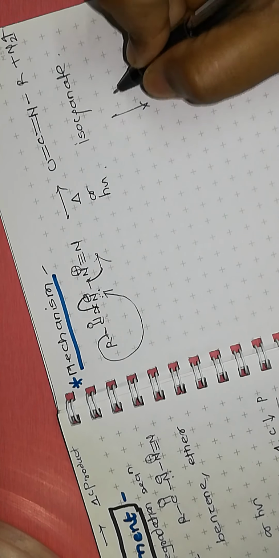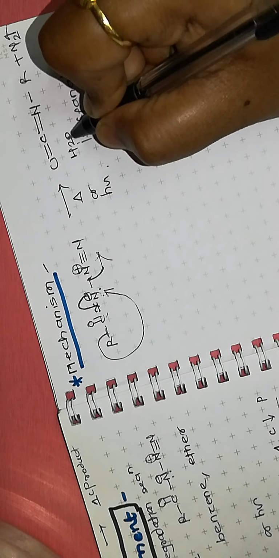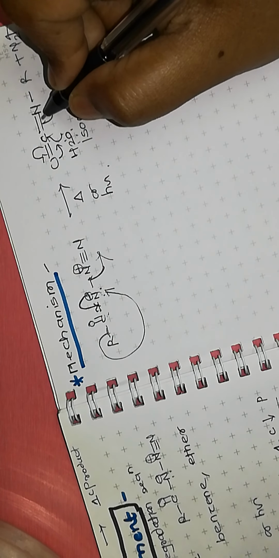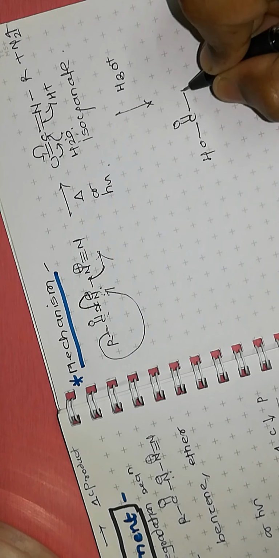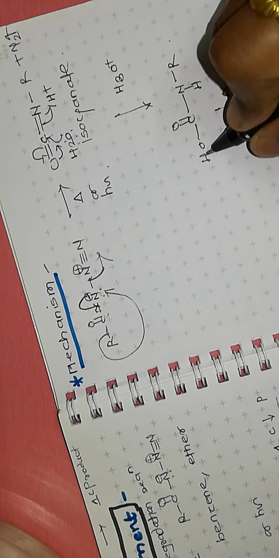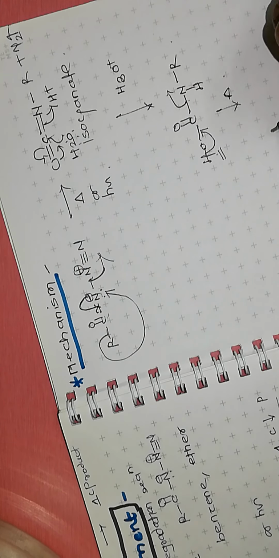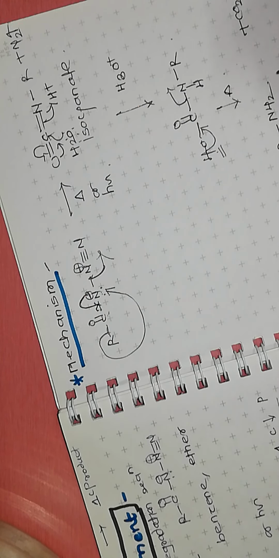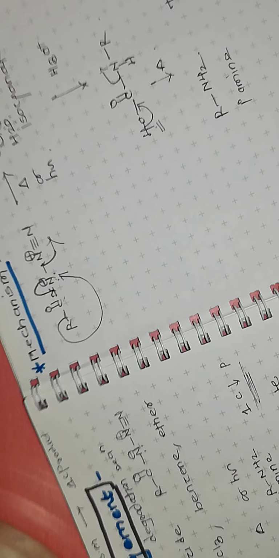Then after acid hydrolysis, what happened? First, water attacks this carbonyl carbon, then this bond takes a proton from the acid and we get RCOOH, here NH, here R. Then under heating condition, decarboxylation takes place and this bond takes this proton and CO2 is eliminated and we get the primary amine. This is the mechanism for the Curtius rearrangement.